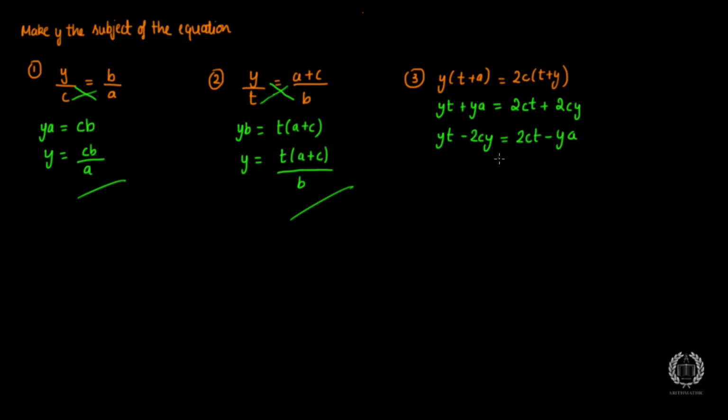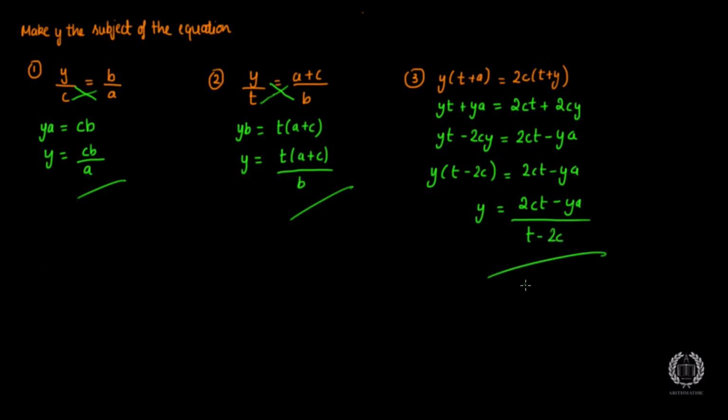Now, what do we do here to make y by itself? We can factorize y. So take y out. So you're left with now t minus 2c, close bracket, this stays the same, 2ct minus ya. And because you want y the subject, move this t minus 2c to the other side, so you're ending up dividing it. So 2ct minus ya over t minus 2c. And that's your answer. So if you've got these questions right, well done.